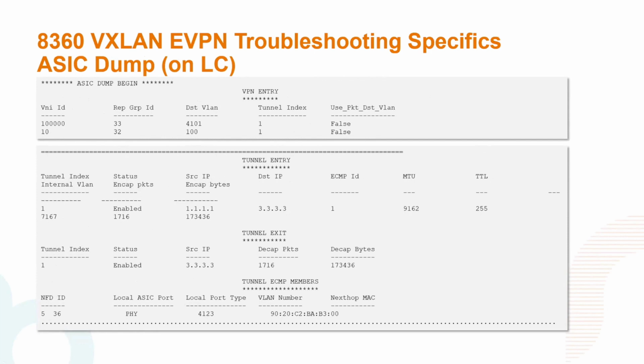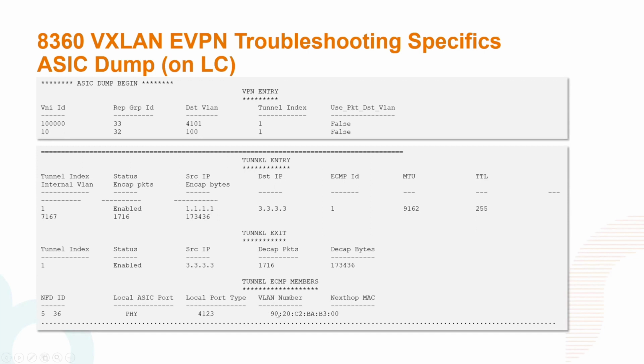So we do see the status of the tunnels, as well as the counters, that's the encapsulation counters and the decapsulation counters here. And what is the underlay here? So we see the underlay information, that's the MAC, as well as some internal information which dev would be needing in case there is any problem here.